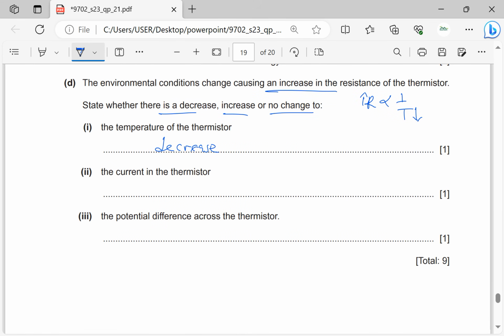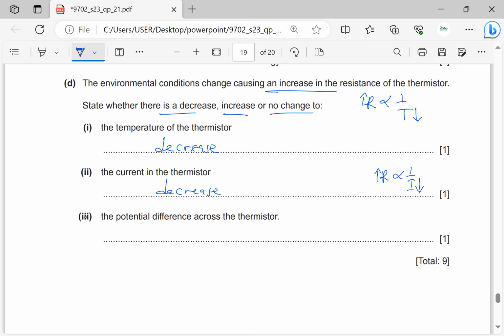Then the current in the thermistor. Remember, the resistance of the thermistor has increased. And of course, we know that resistance is inversely proportional to the current. So automatically the current must decrease. So this is a decrease.